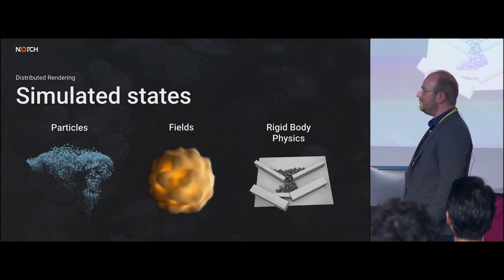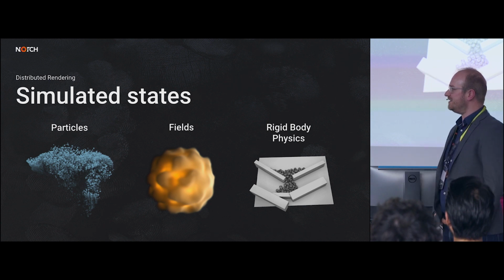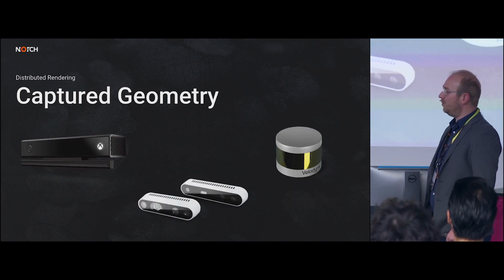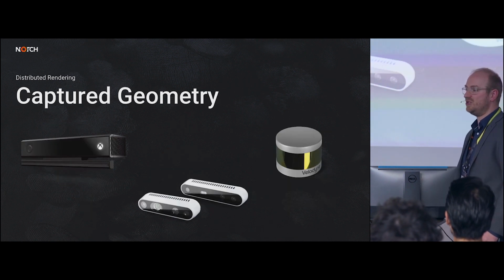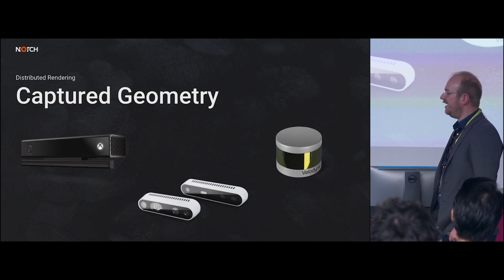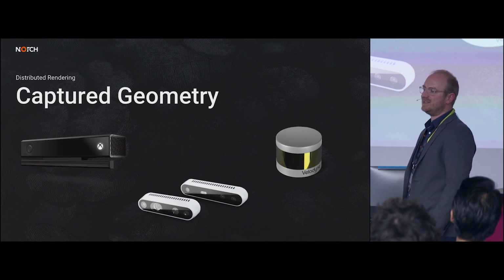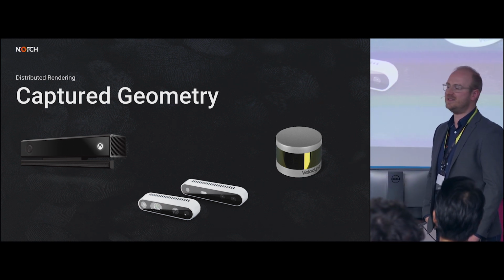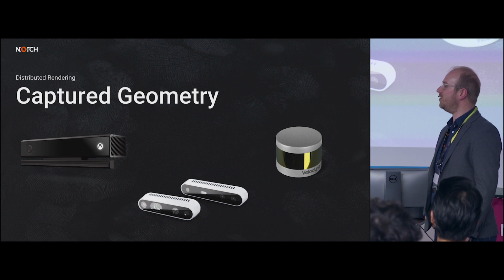So as I mentioned, we need to be able to distribute various states: particles, fields, rigid body physics, but also we need to be able to distribute captured geometry. So if you're connecting from a LiDAR scanner and you have a mesh that exists on one PC, you need to be able to push that out to all the other PCs in a quick manner too.